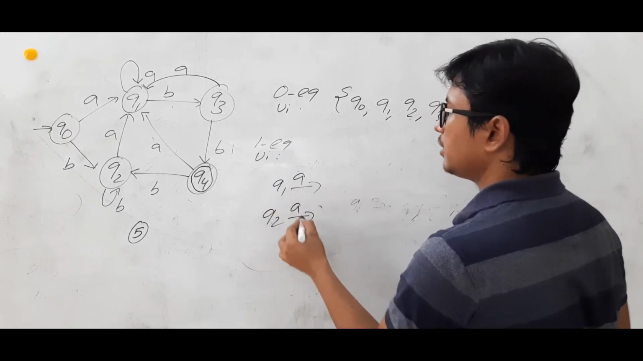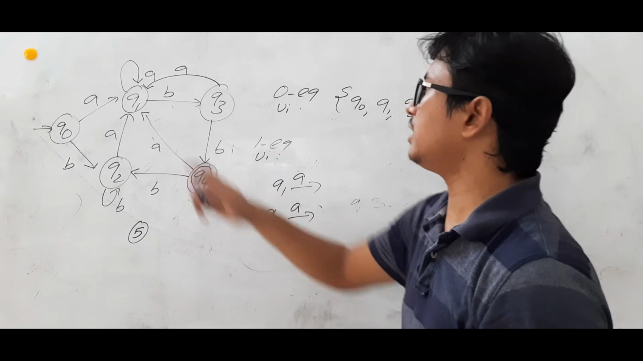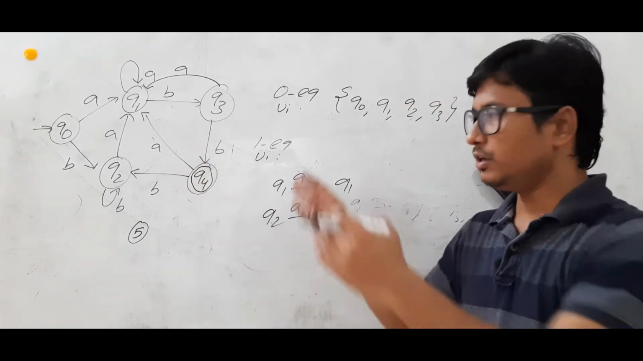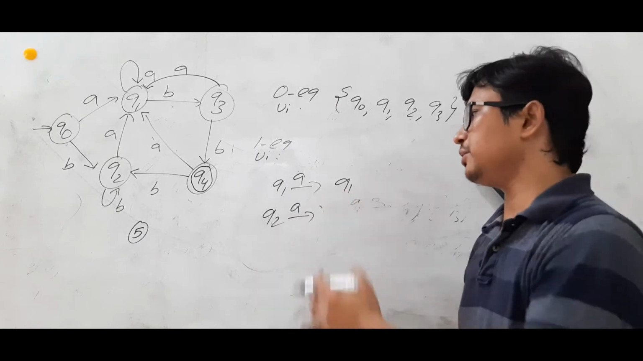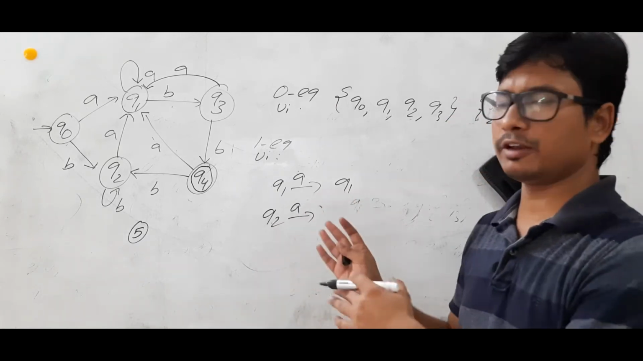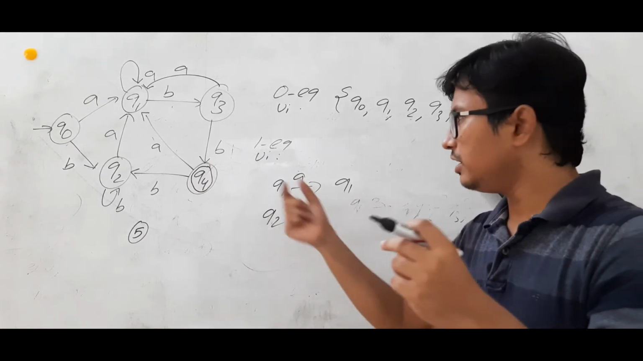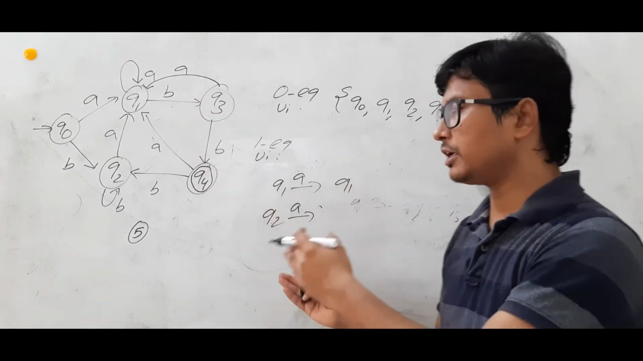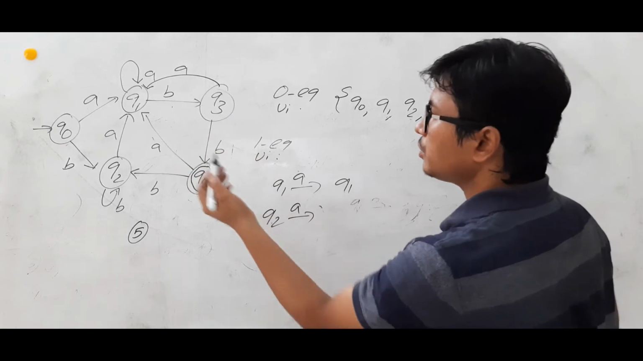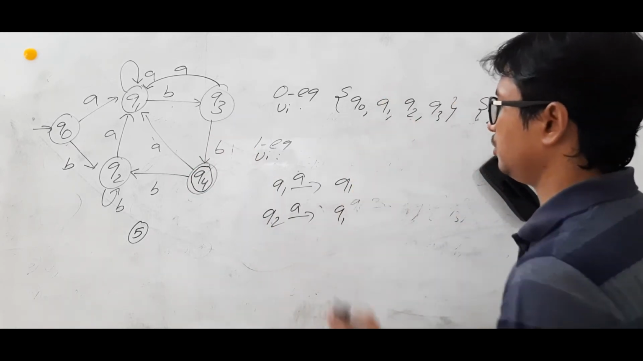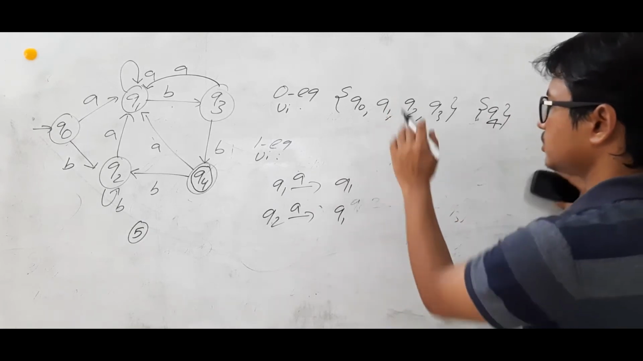Q1 on A and Q2 on A, we will check it. Q1 on A is going to Q1. If you cannot find it directly, please construct the table and you can do it that way. Is it clear? For better understanding, I am telling directly. If you are confusing yourself, just draw the table. From the table, you can easily identify. Q2 on A is going to Q1. Now both are going to the same set, Q1. It's not a problem. Q1 belongs to a single set.